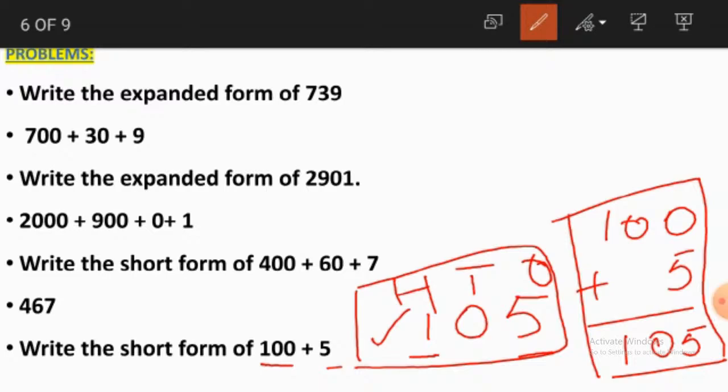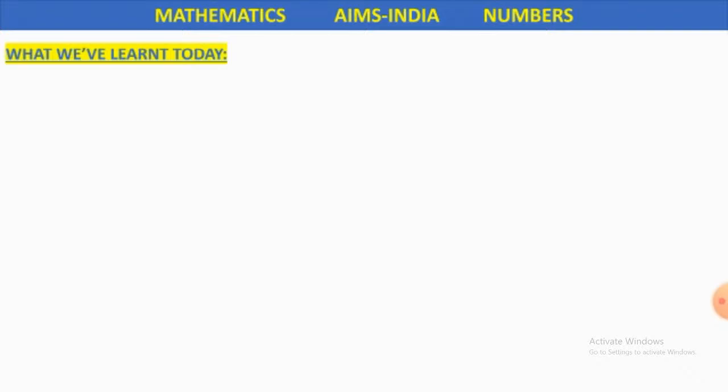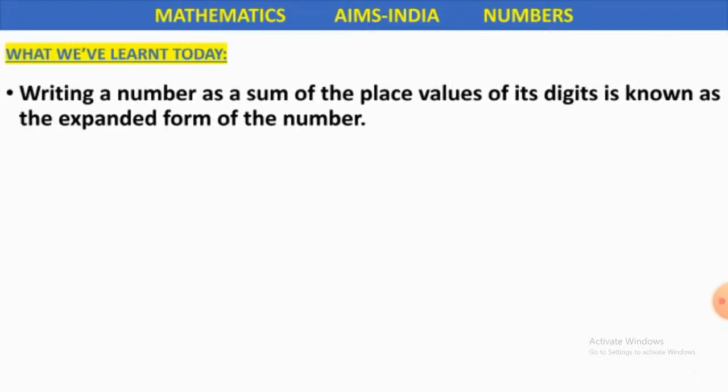Okay children, hope you have understood what we have learned today. We've come to the end of class, so we'll revise what we have learned today. We have learned about expanded form. How do we get expanded form? Expanded form means writing a number as a sum of the place values of its digits.